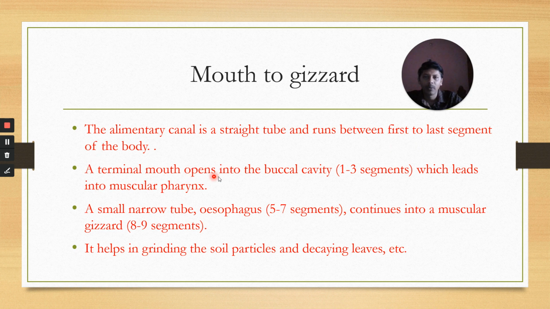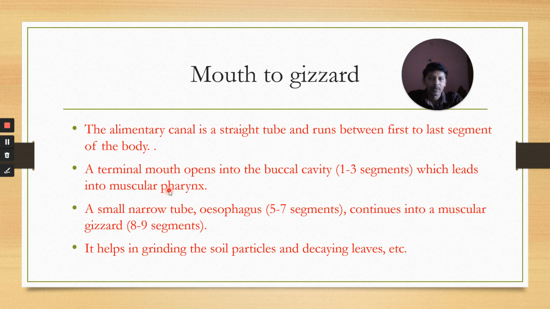The mouth is terminal, meaning at the anterior end of the body. Mouth opens into buccal cavity. Buccal cavity extends from first segment to third segment and opens into pharynx. Muscular pharynx. We studied a muscular pharynx in Ascaris; here also there is a muscular pharynx. Then a small narrow tube, esophagus. It extends from fifth segment to seventh segment and continues into the muscular gizzard.